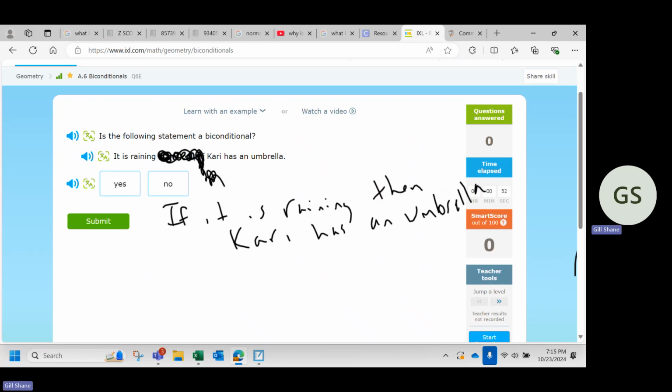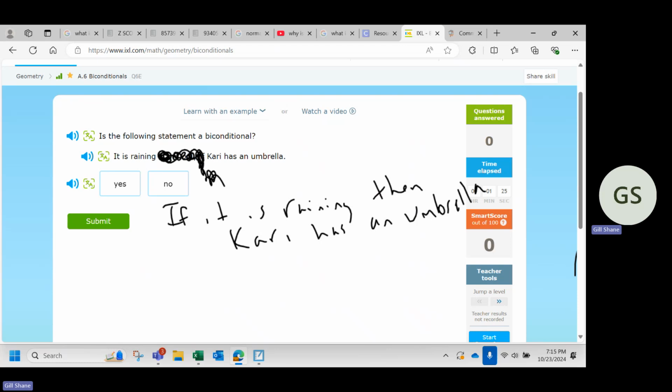So that's the original. Now to write the converse, I just flip that around. And I'm not going to write this one. If Kari has an umbrella, then it is raining. So again, whether or not that's true or false for the second one, I don't know what they're going to say. I would say no, it's not. She might think it could rain, but it doesn't have to be raining. So the converse, if Carrie has an umbrella, then it is raining, to me would not be true.